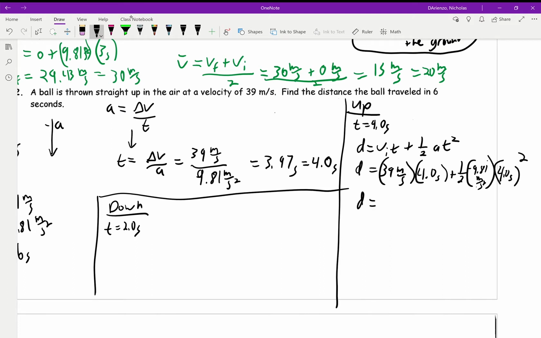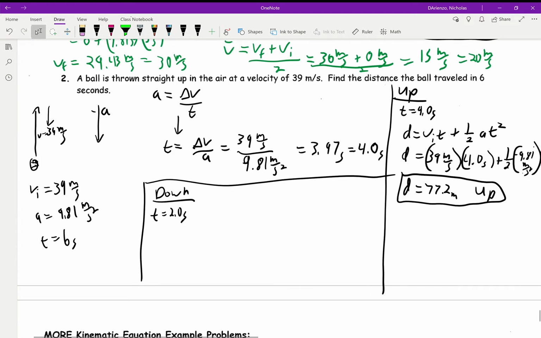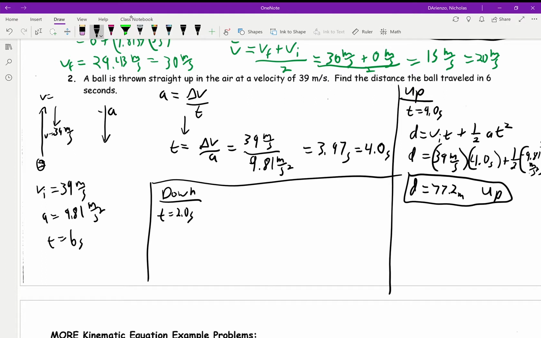Punching this into the calculator, and again do this extremely carefully as this seems to be the source of a lot of error. The ball travels 77.2 meters in the upwards direction, in the positive direction. Well, it's not fully our answer yet, because that's how far it traveled in the first 4 seconds. We're now going to have to figure out how far it travels in its last 2 seconds. When the ball reaches its top, the velocity is equal to 0. The ball is traveling upwards. It has to stop completely before it starts moving back downwards.